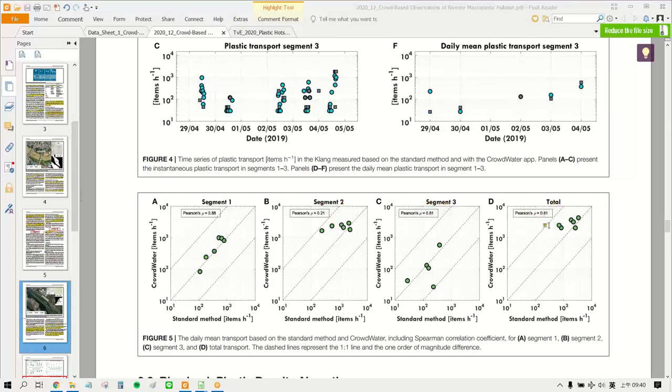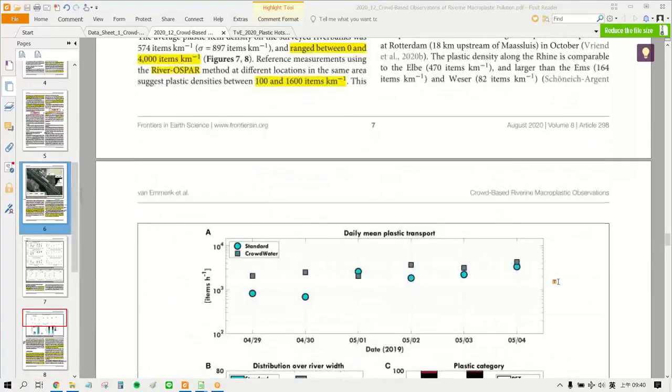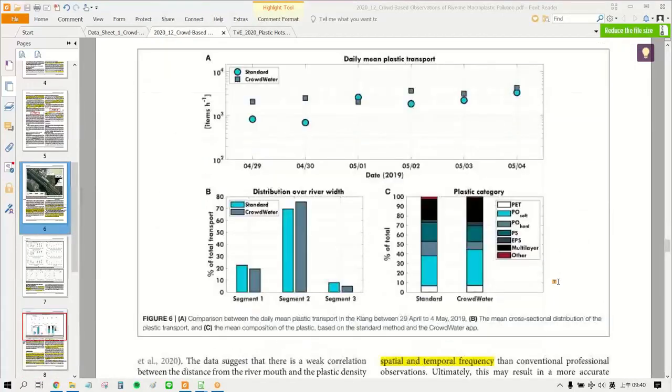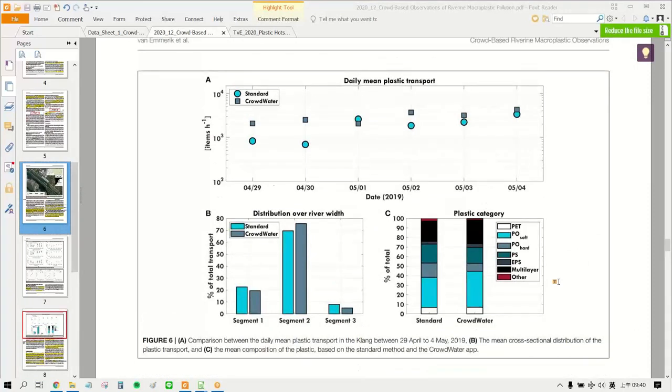But the correlation is relatively low in segment 2 and a little bit lower in segment 3. And in total, it will be like this, the number 5D. Okay, so next is a river bank. So it's still the floating. So they compare the floating plastic, the daily mean plastic transport, and separate by different date. So you can see sometimes they will be very similar, but sometimes it will be different.